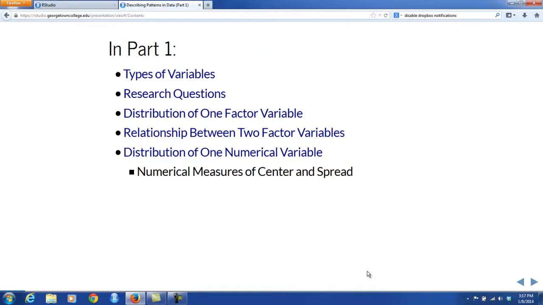So in Part 1, we're going to be looking first at the types of variables that you might find in a data frame. We'll look at research questions that you might ask about data that you have on hand or that might have motivated your collection of that data in the first place. Then we'll talk about how to describe the distribution of one-factor variable. Then we'll look at the relationship between two-factor variables and how to discuss those. And then we'll get into the first part of describing the distribution of one numerical variable.